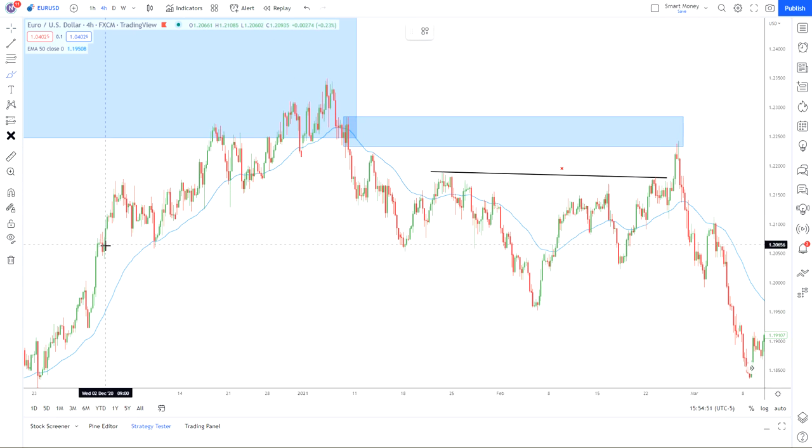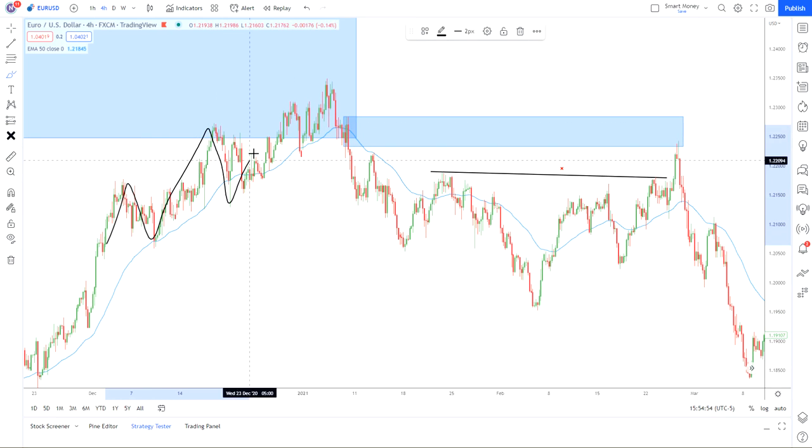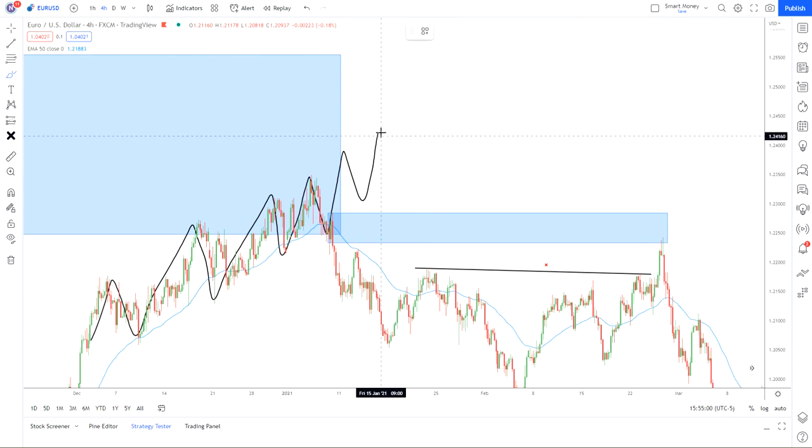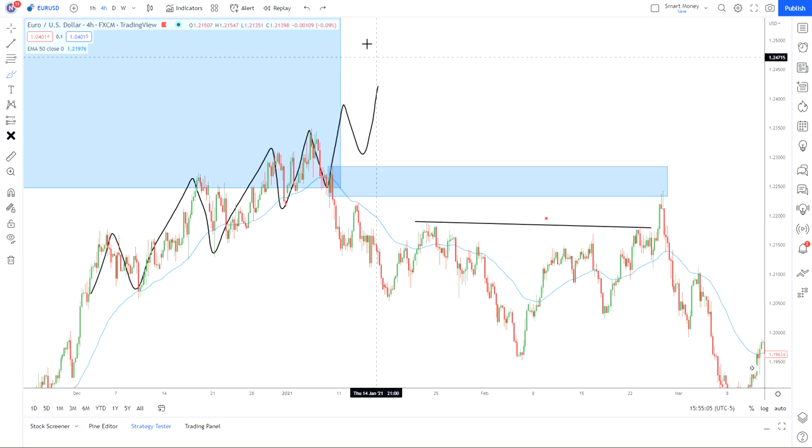Because we don't want to continue to trade short when we're still bullish, right? Price could have easily gone like this. It could have pushed deeper into this supply level and then maybe reversed. So we have to wait for the counter trend break of structure, right?